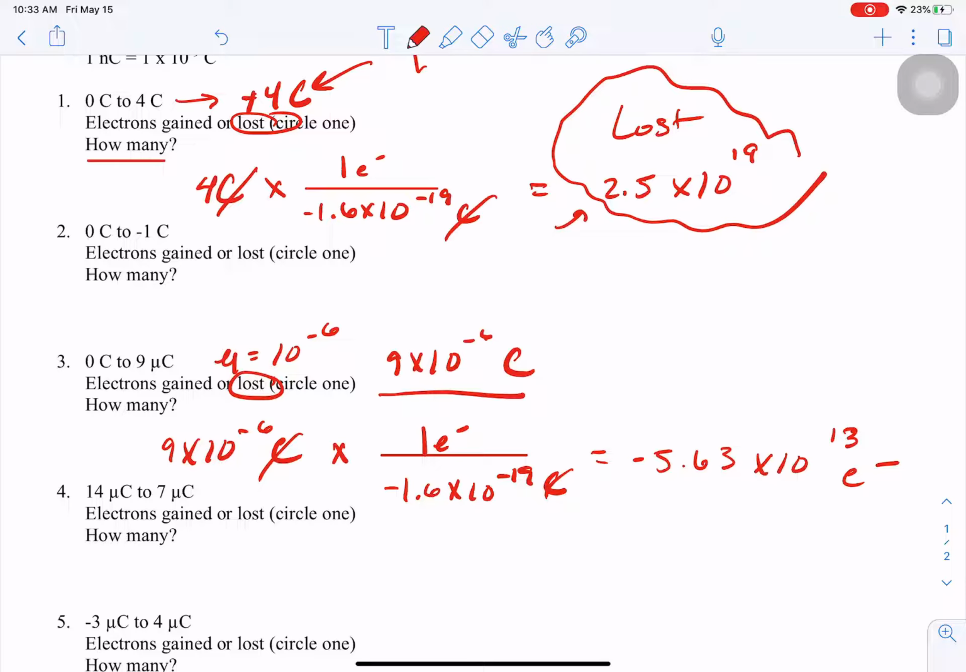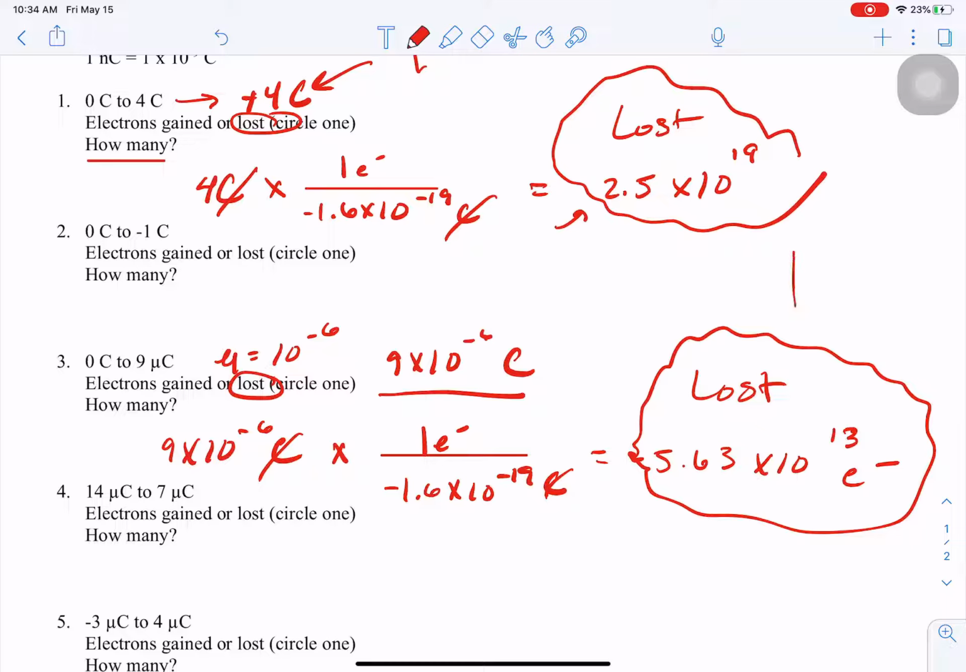Remember that negative sign. We can disregard it because that means it's lost. So we lost 5.63 times 10 to the 13th electrons in order for this object to move from a 0 coulomb charge to a 9 microcoulomb charge. That makes sense based off our last answer. Take a look. It should be smaller by a magnitude of 6, and look, it is smaller by a magnitude of 6.